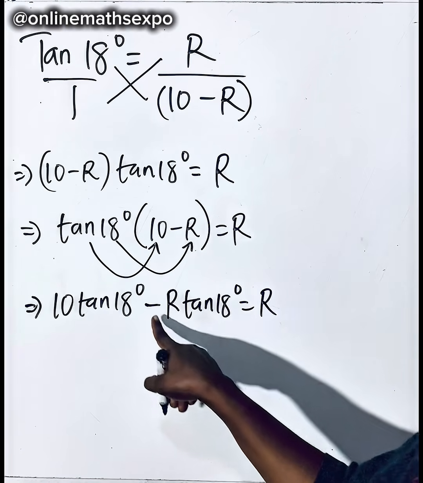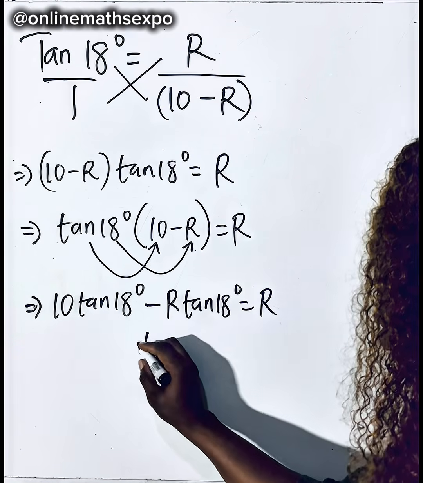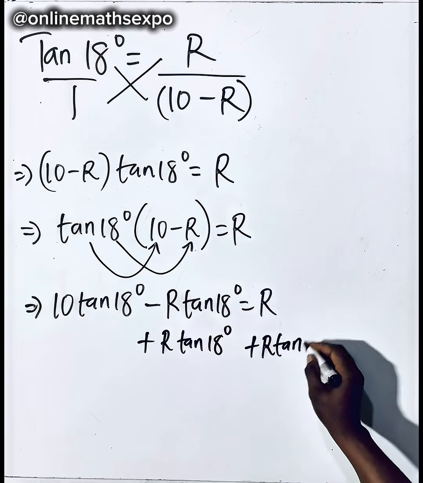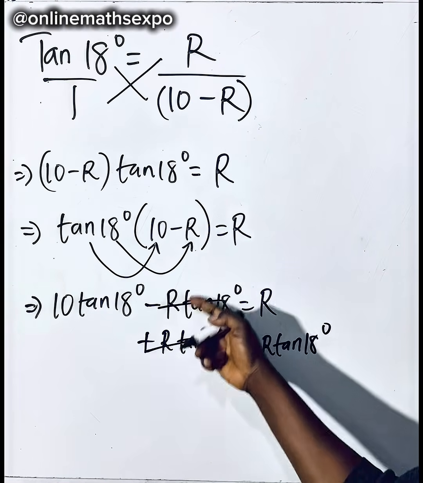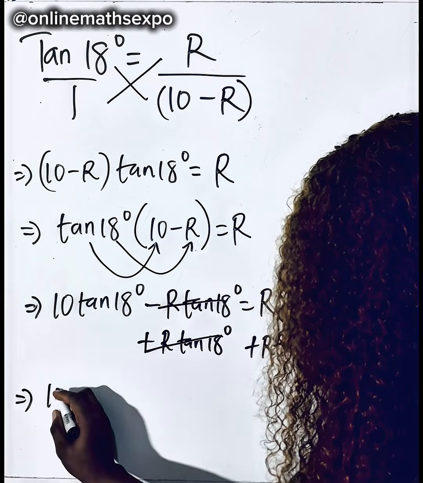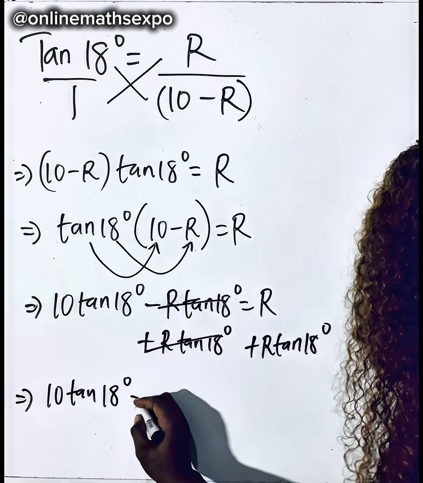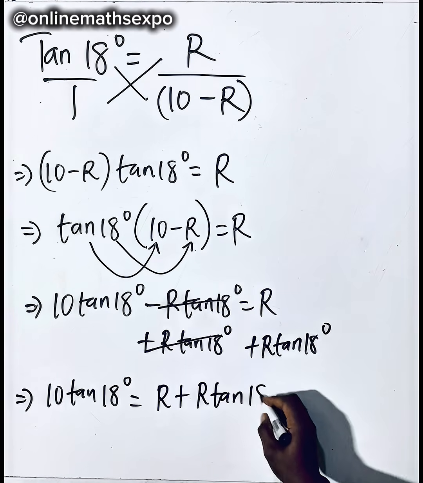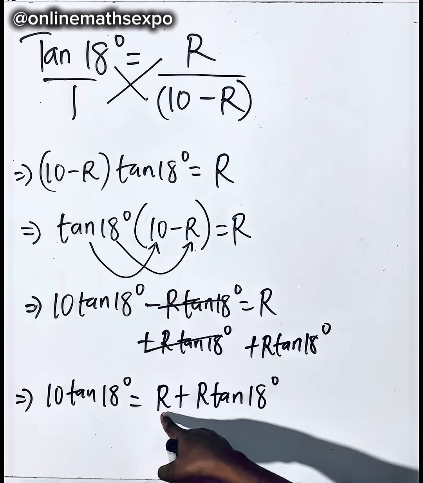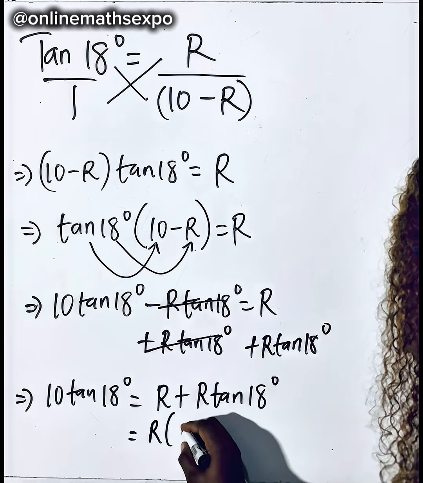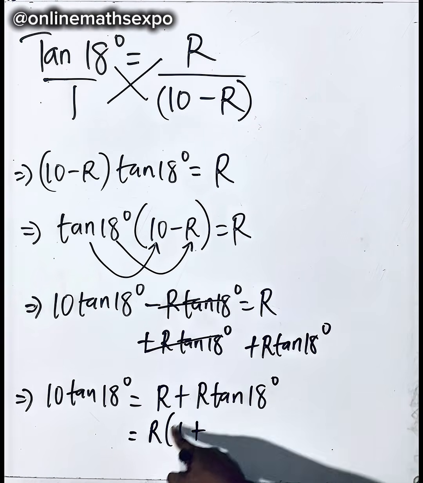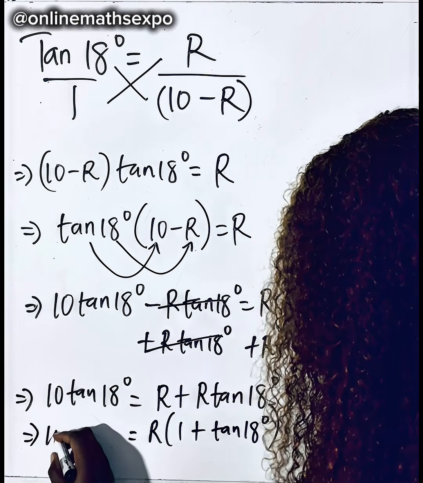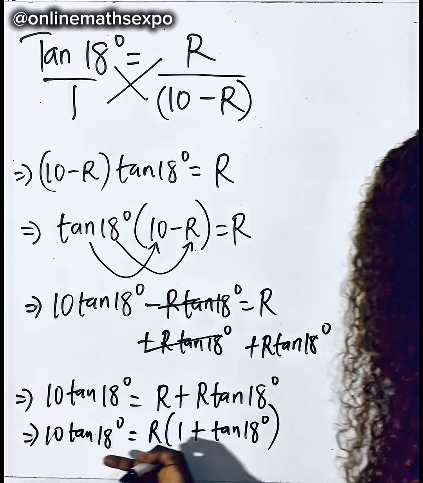So what do we do next? Let's remove this negative r. So in that case, you add this to both sides and also add here. And when you do that, this will take off this, subtract is 0. And that gives us 10 tan 18 degrees is equal to r plus r tan 18 degrees. And what do we do? We can factor r out. This gives us r into 1 plus tan 18 degrees. So we have 10 tan 18 degrees is equal to this.